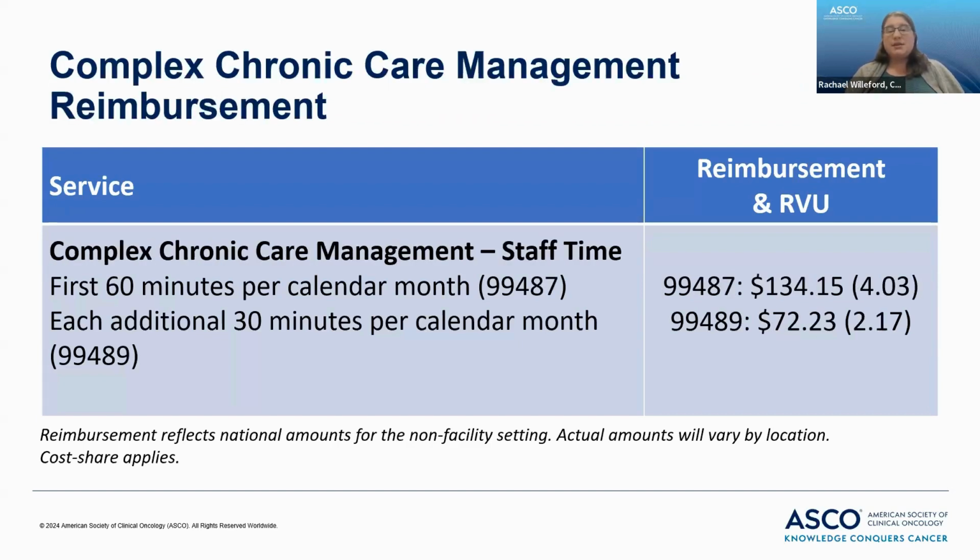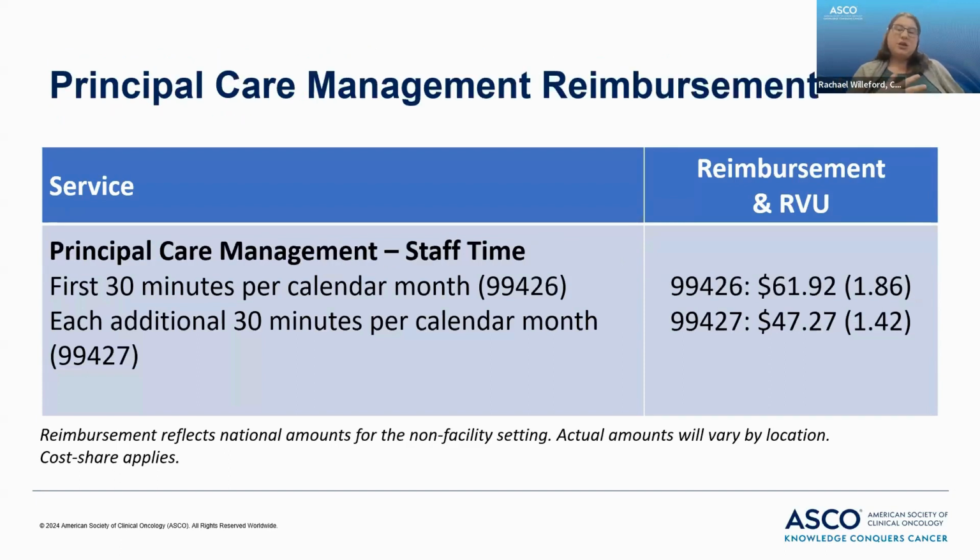Complex chronic care. This is going to be your complex conditions that are going to last at least 12 months and require complexity. It's only reimbursed for staff. The primary code, the 99487, for 60 minutes would be reimbursed at $134.15 with an applicable RVU of 4.03. And then the add-on code for each additional 30 minutes is reimbursed at $72.23 each with 2.17 RVU.